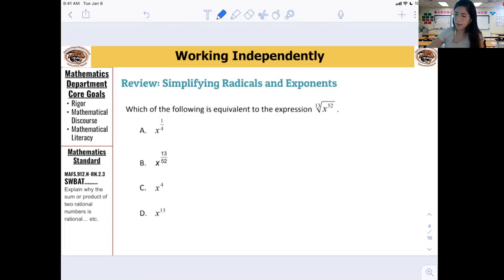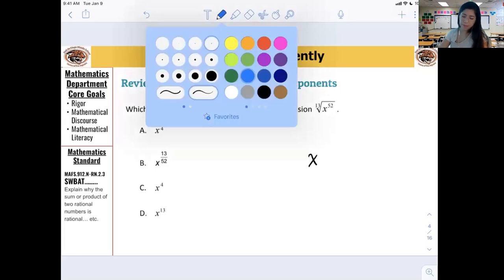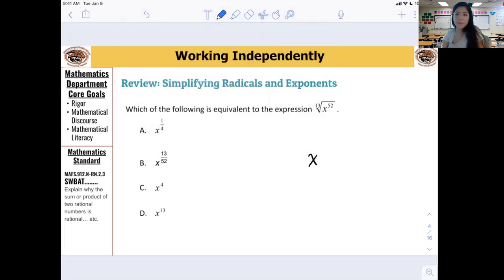All right. So I've got a radical. Clearly, I got to turn that radical into an exponent. So which number belongs in the numerator of my exponent? 52. 52 goes on top. Good. 13 goes in the denominator. And now I can simplify because what is 52 divided by 13? 4. C is my answer.